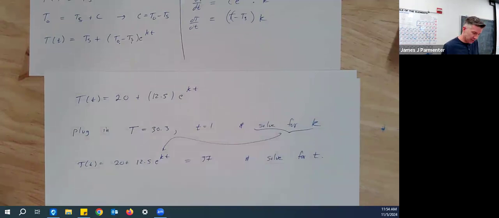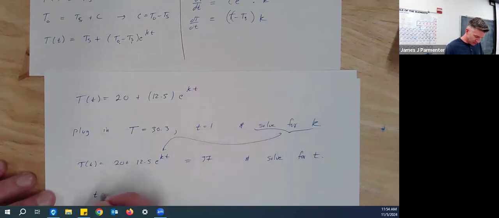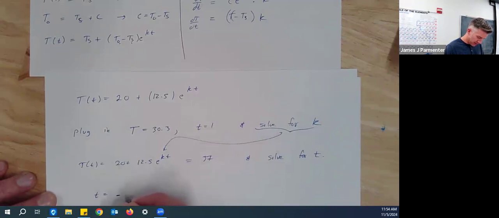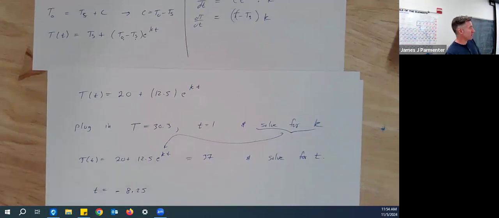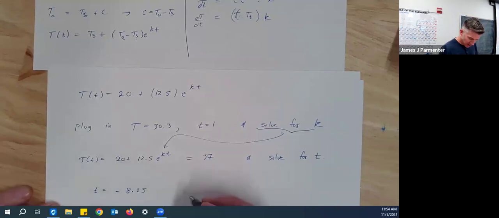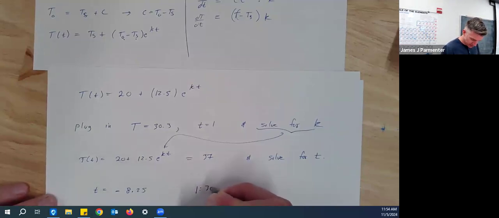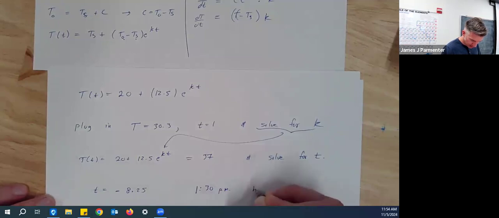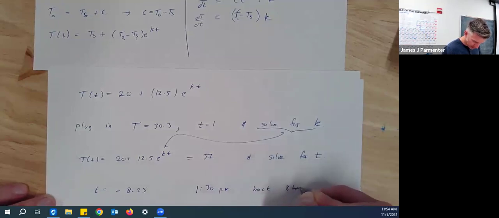So let's pretend we get something easy like t equal to, I don't know, negative 8.25. That means the person died 8¼ hours before it was found. So take your 1:30 p.m., go back in time 8 hours and 15 minutes to what? 3:15 a.m. in the morning. A.m. in the morning, yeah. So 1:30 p.m., back 8 hours, 15 minutes gets us to 3:15 a.m.